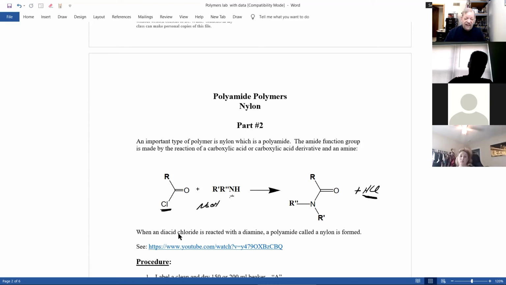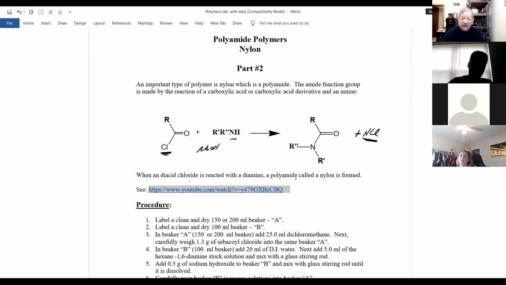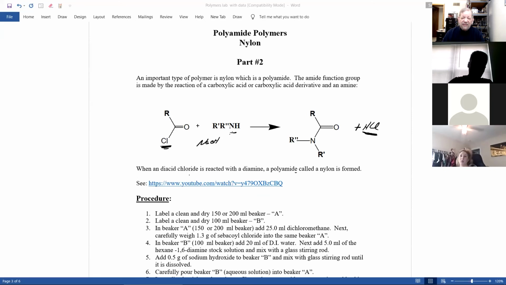Now, this is showing just a single acid chloride, single amine. To make a polymer, use a diacid chloride, di meaning two acid chloride, and a diamine, two amines. And the repeating unit is a polyamide, which was called nylon. Now, this stuff is really neat to do. And I'll show you the video now. And you can go back and look at this again on your own, but I like to take time just to show it to you.